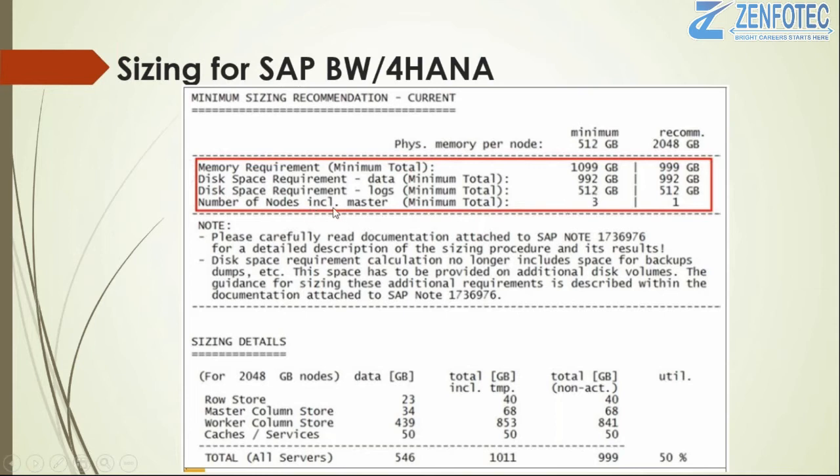The number of nodes including the master node: here it says you should have three nodes, one master node and two slave nodes. The memory size for each node would be around 512 GB. So you should have 512 GB on each and every one of the three nodes. This is the distributed environment.